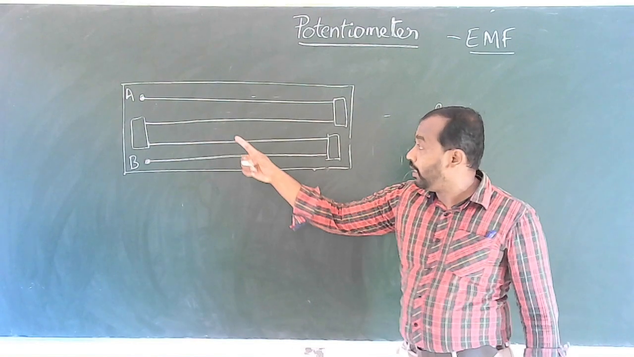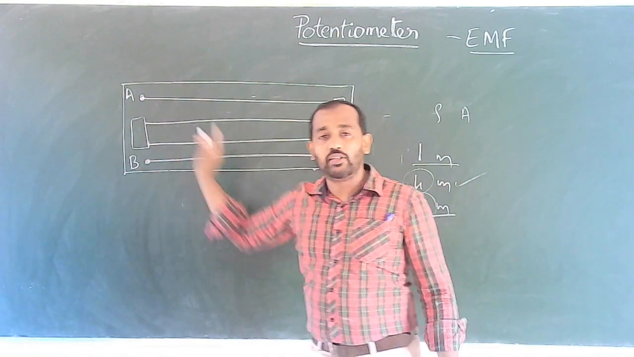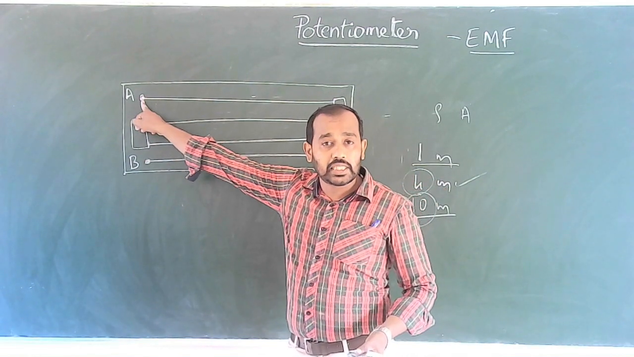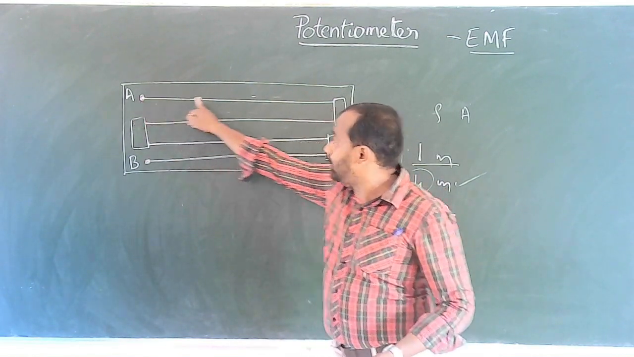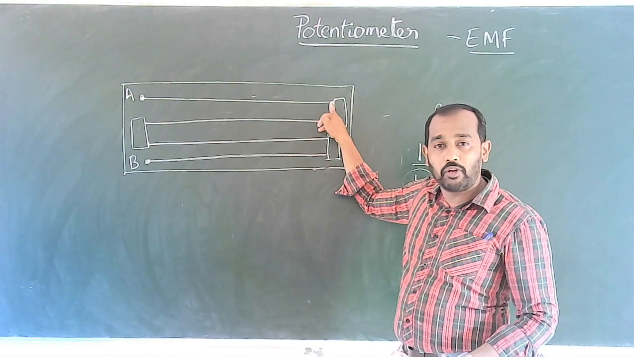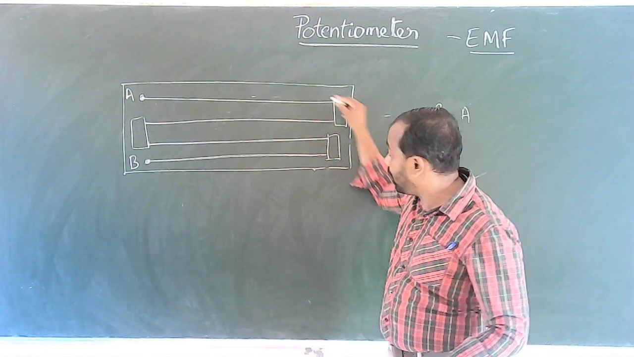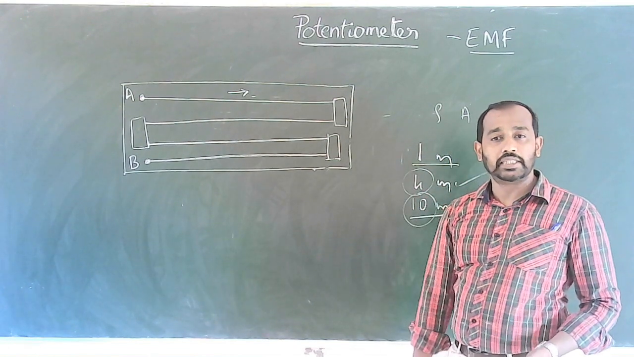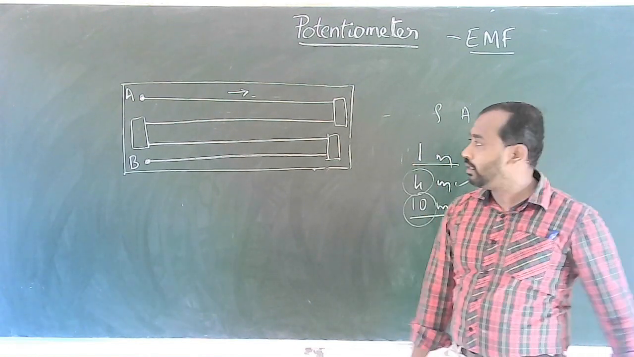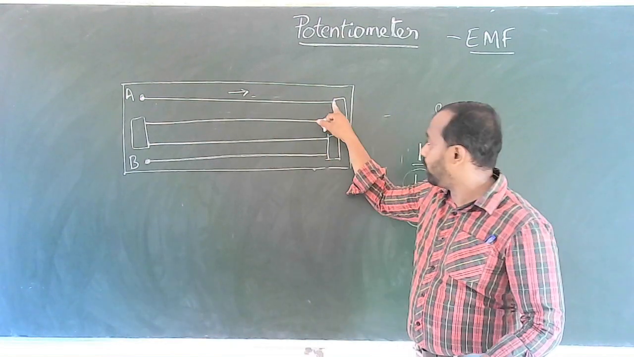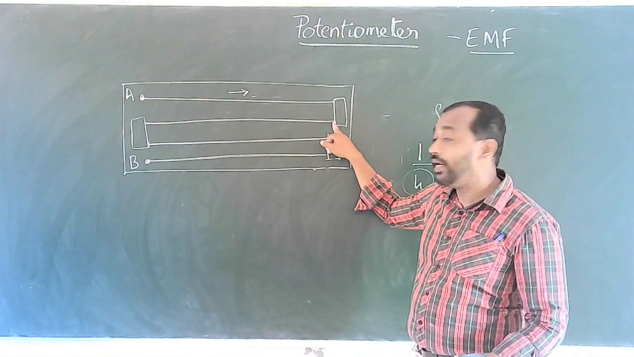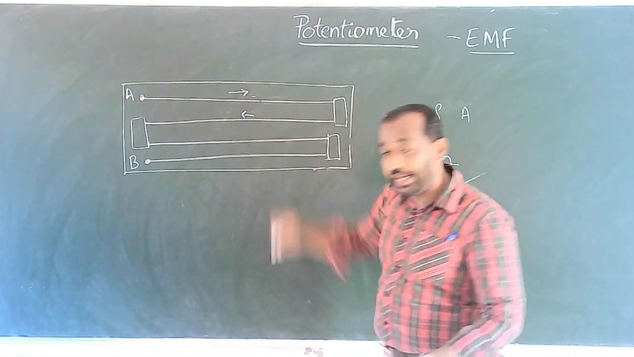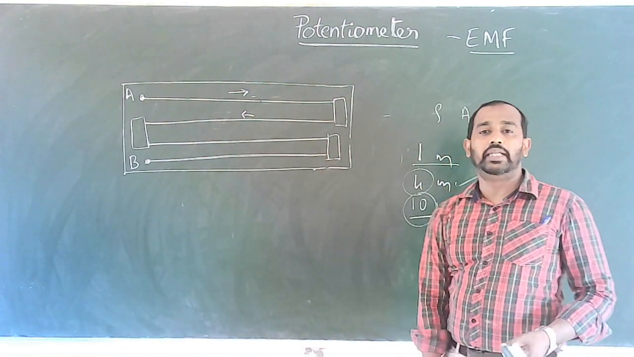So here, AB will be of length 4 meter. How is it connected? This is the starting point and it runs like this. Up to this point it will be 1 meter. Then again it will start from here. Initially the reading will increase in this direction from left to right: 0, 1, 2, 3 like this up to 100 centimeter. Then from 100 onwards, we have to run the sliding contact in the opposite direction.